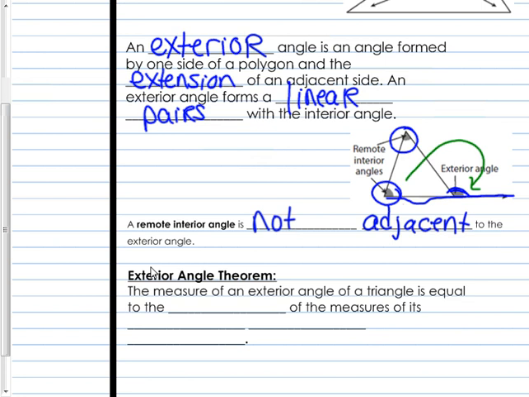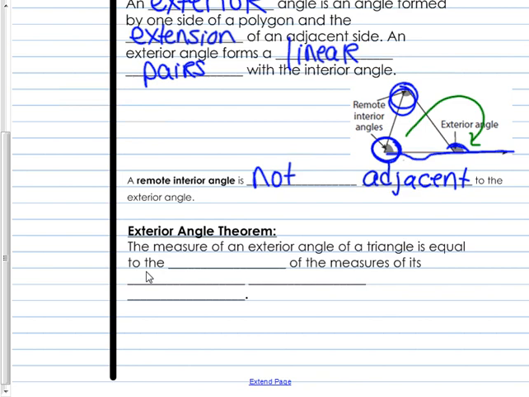They're remote. The word remote means far away. Like if you think, go get me the remote control. I'm able to use it from far away. Or if you live on a remote island, it's far away. These remote interior angles are away from the exterior angle. They're not touching the exterior angle.